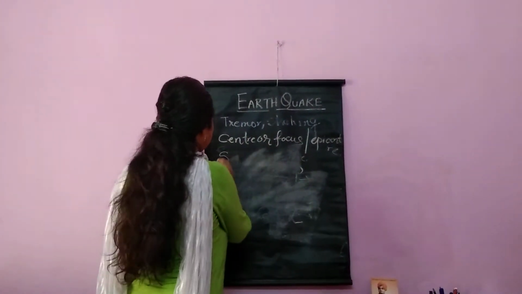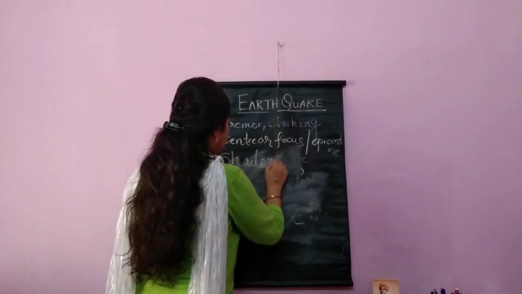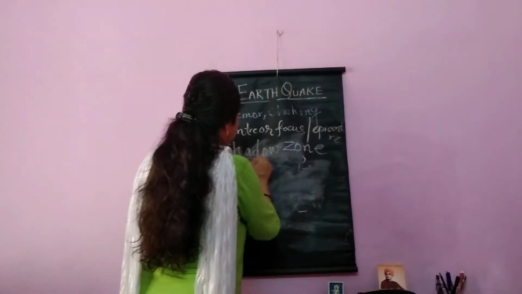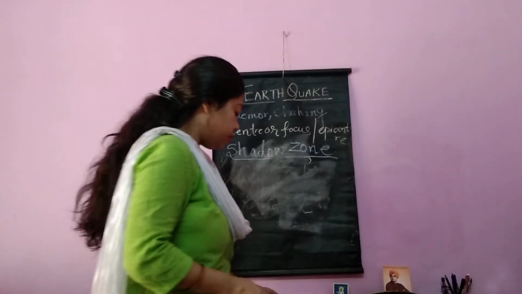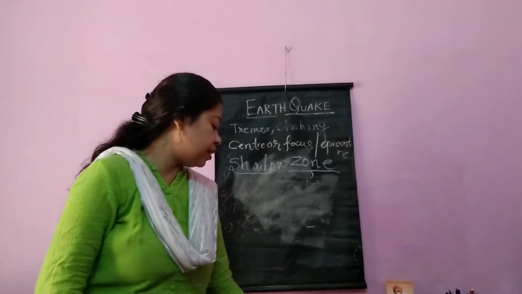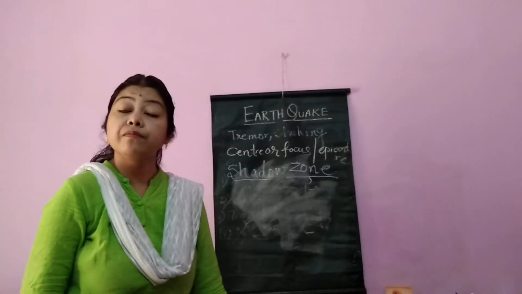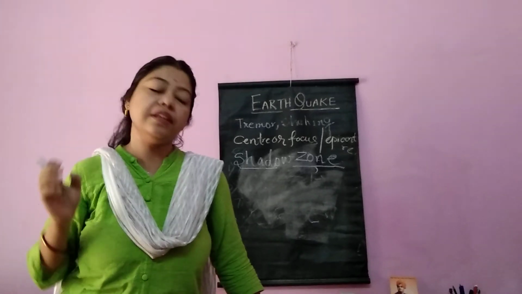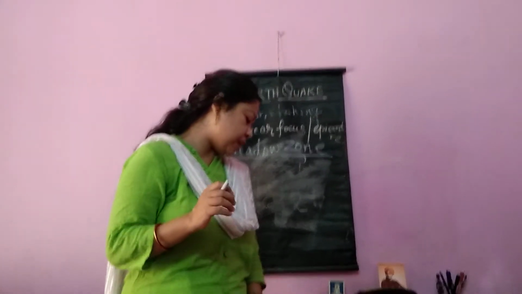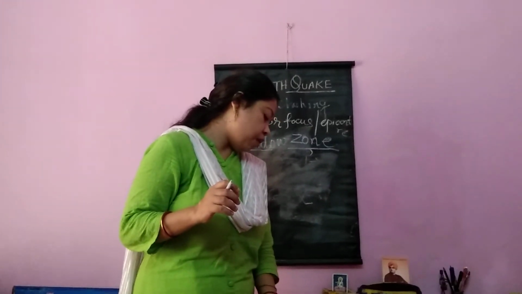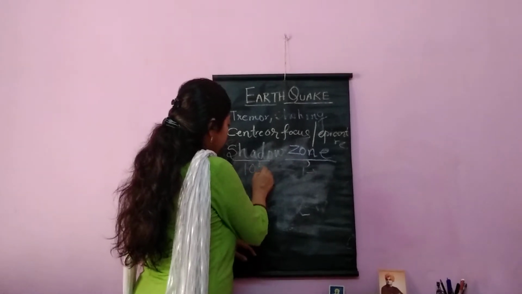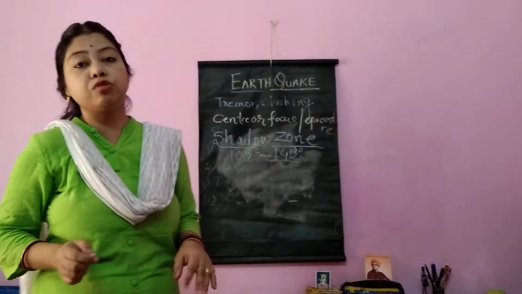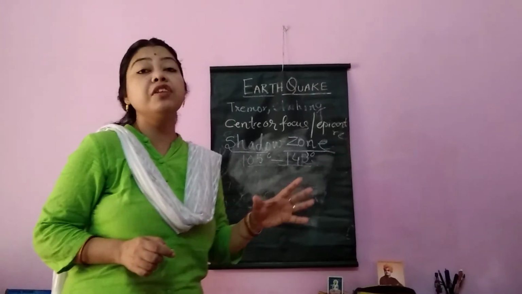What is shadow zone? Shadow zones are the areas on the earth where earthquake waves do not reach. Only the definition: where the earthquake waves cannot reach is called the shadow zone. At what angle? Only this part you will read. 105 degrees and 145 degrees. These degree areas are considered as shadow zone where earthquake waves cannot reach properly.